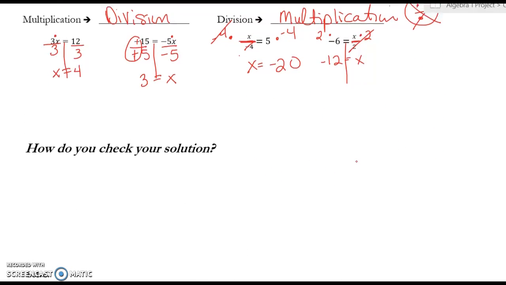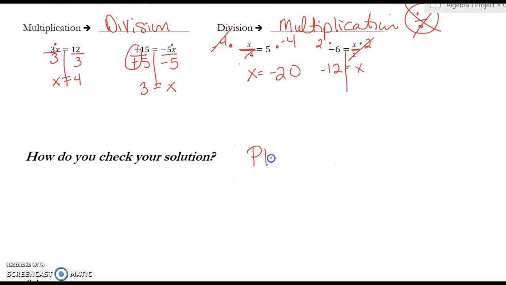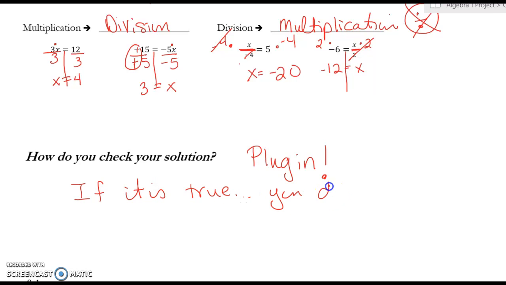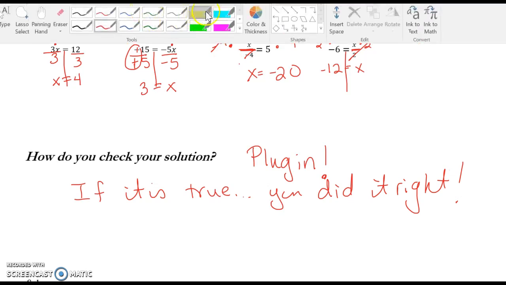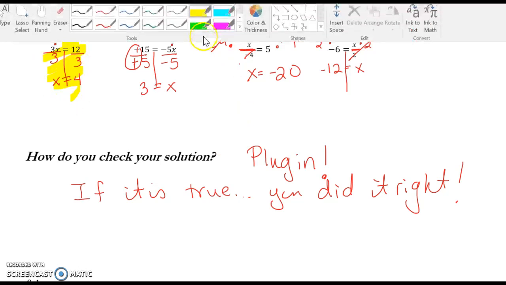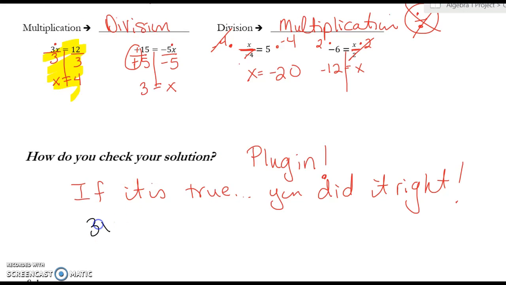All right, so how do you check your solution? To check your solution, you plug it back in. If it is true, you did it right. So what I'll do is I will do this problem right here. So we found for 3x equals 12, we found that x was 4. Well, I take this x and I plug it in here. So it becomes 3 times 4 equals 12. Well, 12 equals 12. So we did it right, so that is the answer. If you're ever not sure if you got it right, plugging it in and checking is a great thing to do.